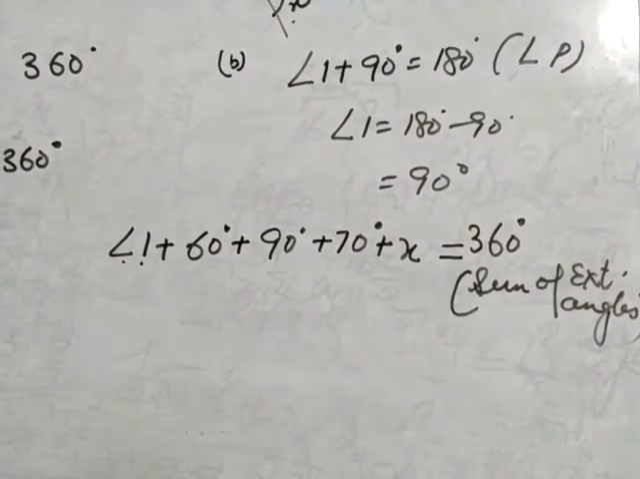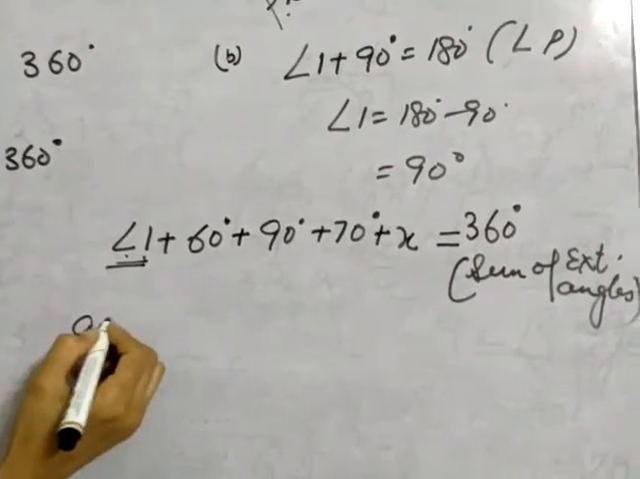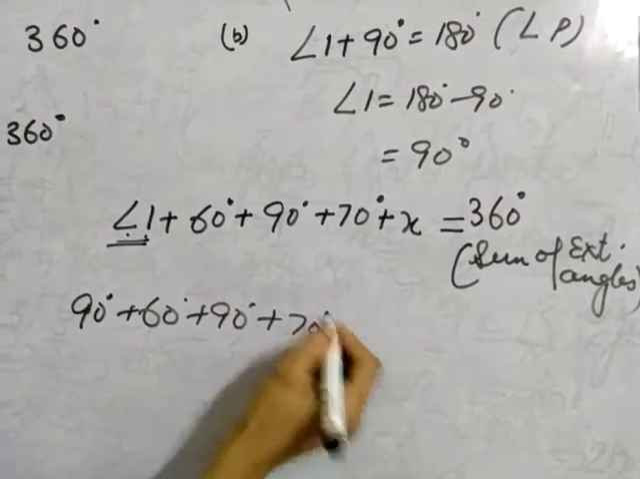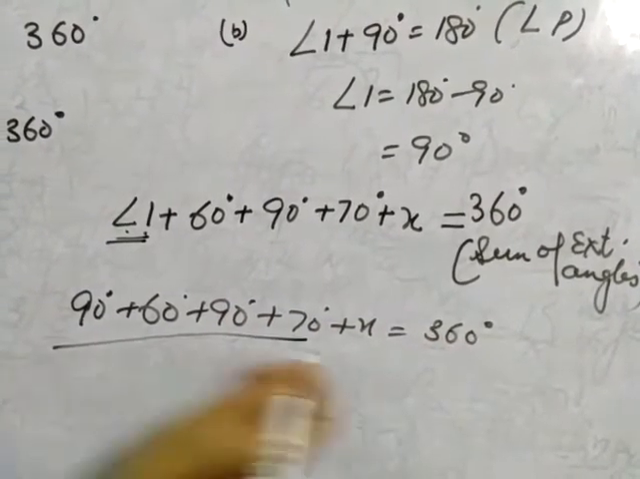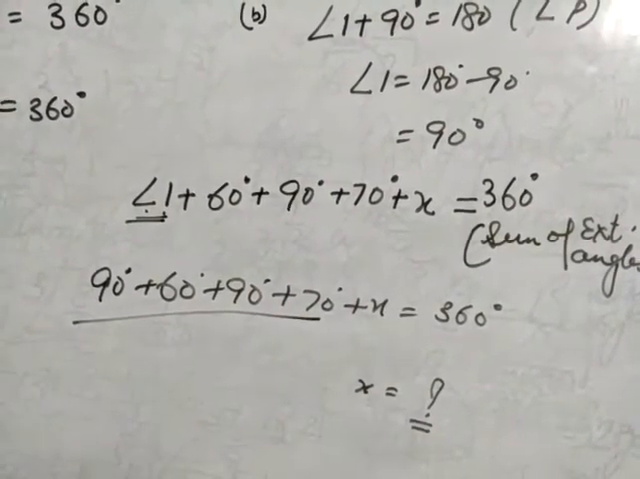Now angle 1 you have calculated. What will you do in the next step? What will you write in place of 1? So 90 degrees plus 60 degrees plus 90 plus 70 plus x is equal to 360 degrees. Add these and calculate for x. You will get the value of the required angle.